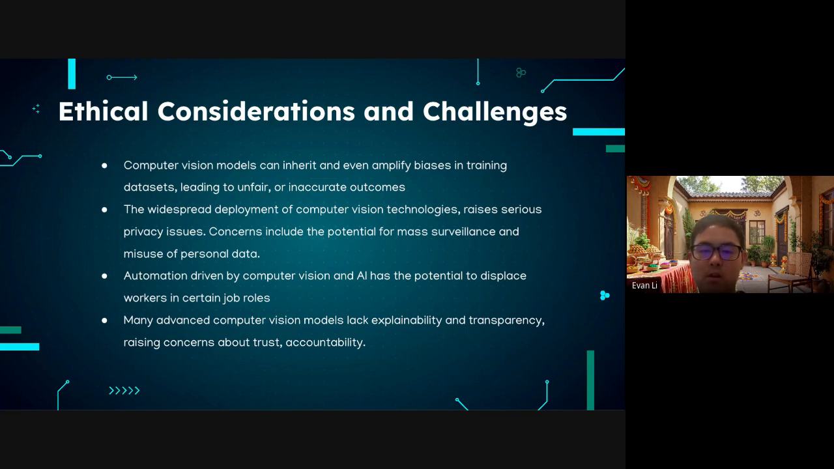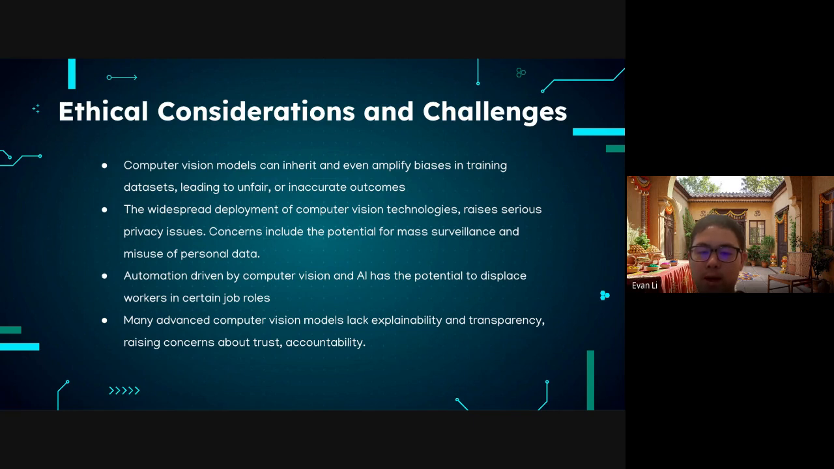Privacy concerns are also paramount in the age of ubiquitous computer vision. The widespread deployment of technologies like facial recognition, object tracking, and surveillance systems raises profound questions about individual privacy and civil liberties.